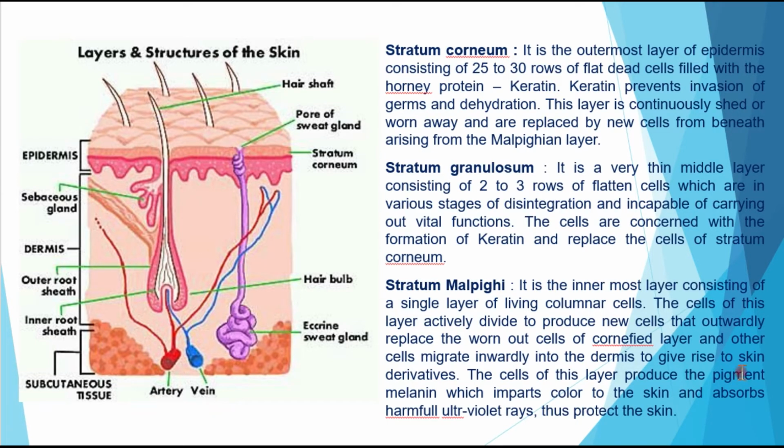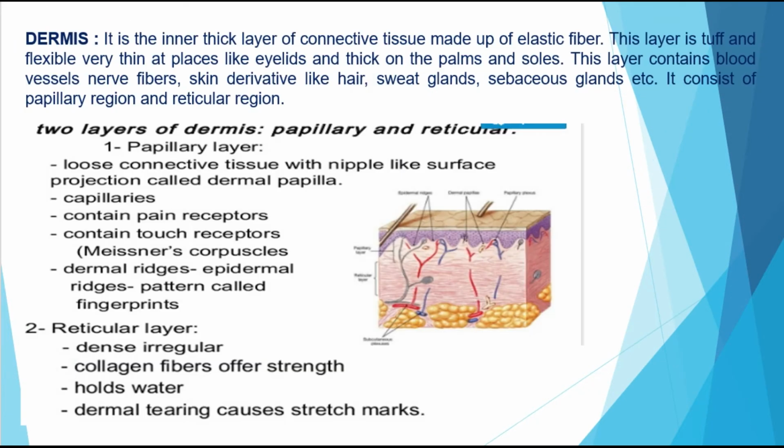The cells of this layer produce a pigment, melanin. So these layers contain the pigment melanin, which imparts color to the skin and absorbs harmful ultraviolet rays and thus protects the skin. The melanin is also present in the skin derivatives, the dead parts. Okay. Now next we will come to the dermis layer.